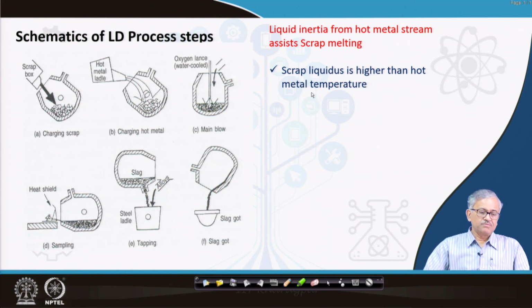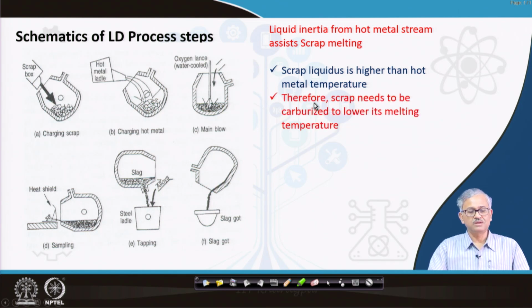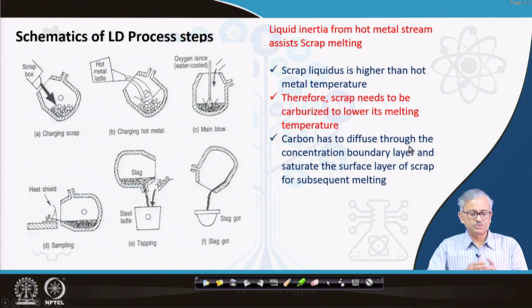To melt the scrap, what is required is that the surface of the scrap has to be carburized by the carbon diffusing from the liquid hot metal to the scrap surface through the concentration boundary layer over the scrap-hot metal interface. So, that is the carburization required, scrap carburization. If the scrap is carburized, then its melting temperature will decrease, and then the hot metal will be able to melt it. Therefore, the scrap needs to be carburized to lower its melting temperature such that the hot metal can melt it.